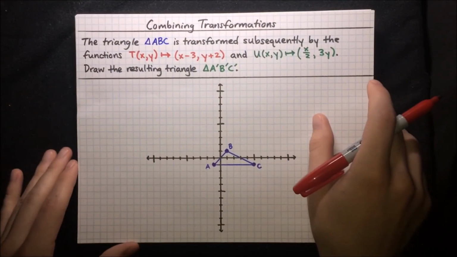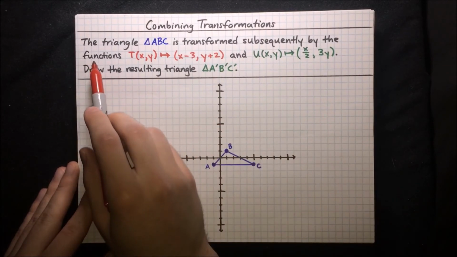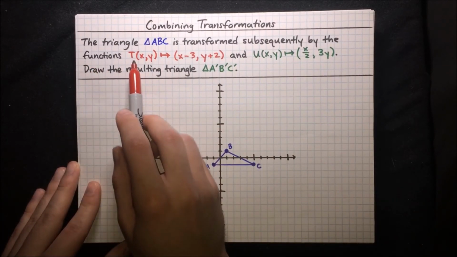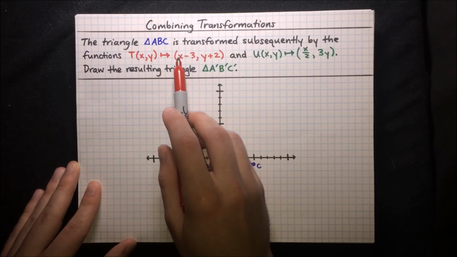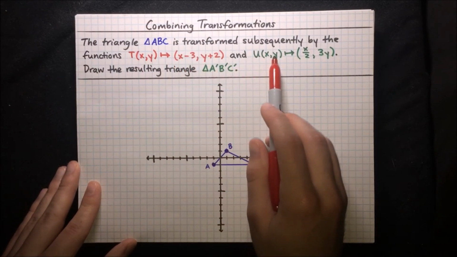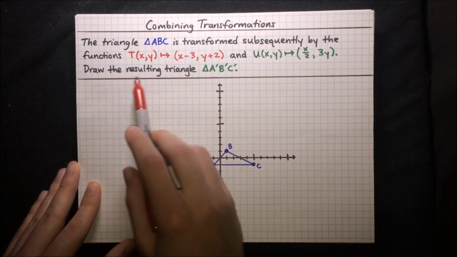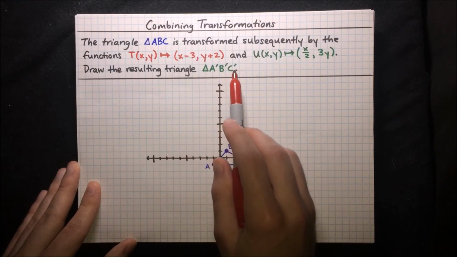Here's our final problem. The triangle ABC is transformed subsequently by the following functions. The function t takes points x, y to the points x minus 3, y plus 2, and the function u takes points x, y to the points x over 2, 3y. And we want to draw the resulting triangle A prime, B prime, C prime.